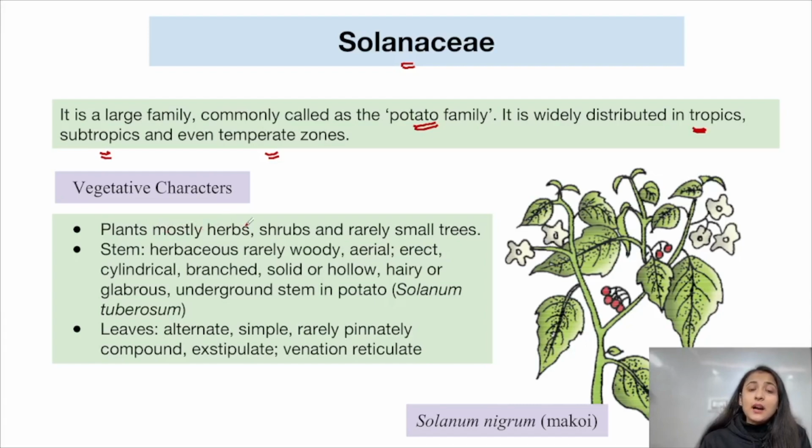Plants mostly are herbs, shrubs and rarely they are small trees. So this is the habit part that we are covering in the vegetative characters first. So these are mostly herbs, shrubs and they are not trees. Rarely, if trees are there, they are very small trees. Now let's come to the stem part. The stems are herbaceous. Herbaceous stems are there, they are rarely woody.